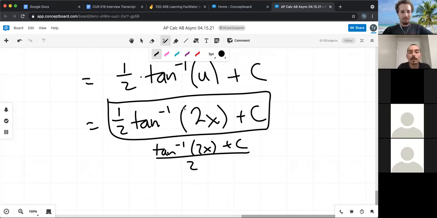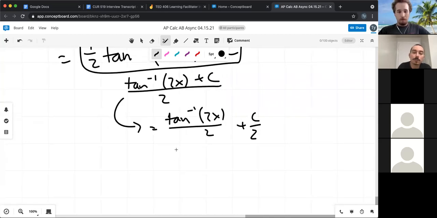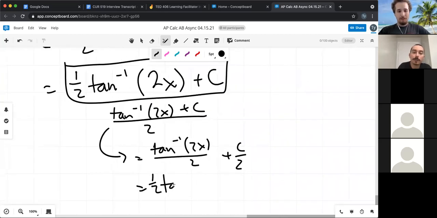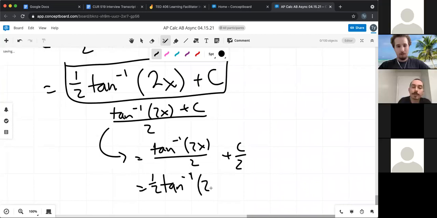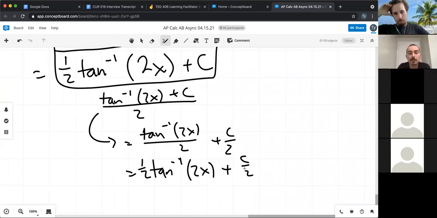Good question. We can write this. These say two different things, right? If we were to expand this out, we could divide both of these terms by 2, and now we have inverse tangent of 2x over 2 plus c over 2. And we can rewrite that again as the 1/2 inverse tangent of 2x plus c over 2. So how do we deal with this c and c over 2? I see how these are similar, but one has a c and one has a c over 2. These actually are saying the same thing.